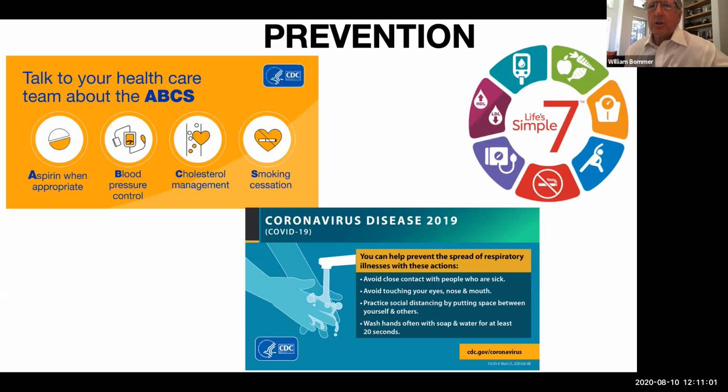will be prevention. And on the left is the CDC ABCS for that, for aspirin, blood pressure, cholesterol, and smoking cessation. On the right is the American Heart Simple 7, where they add diet, weight loss, and exercise to those parameters, and glucose monitoring as well. So if we in fact can prevent by lifestyle a lot of these things and preventive treatment, we can in fact reduce the chance of getting cardiovascular disease.